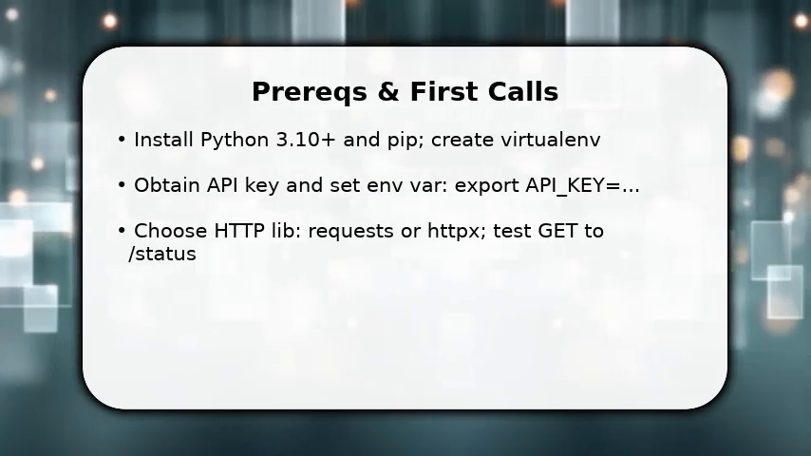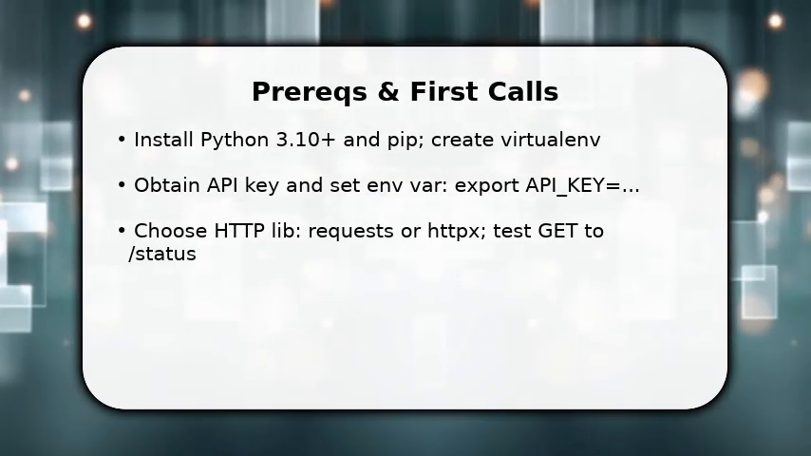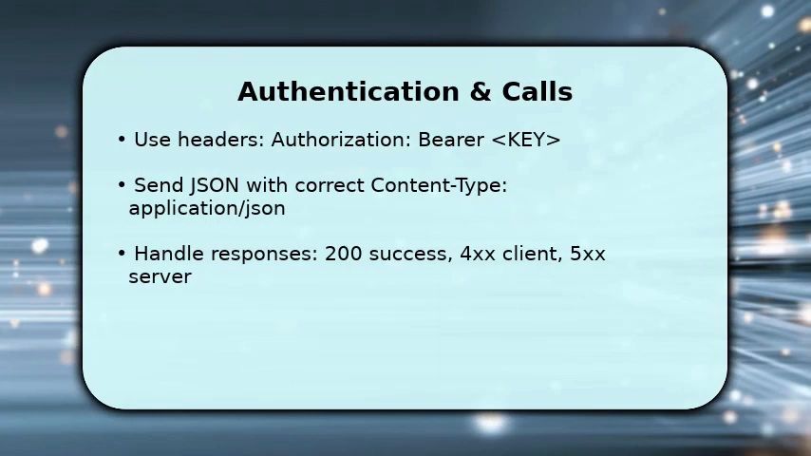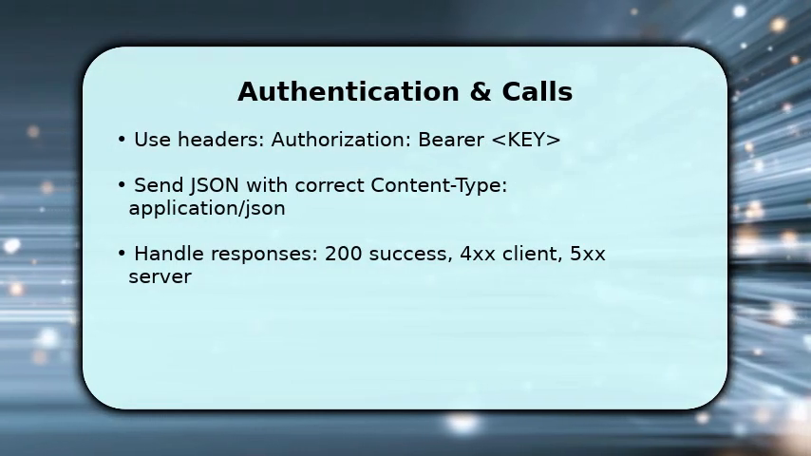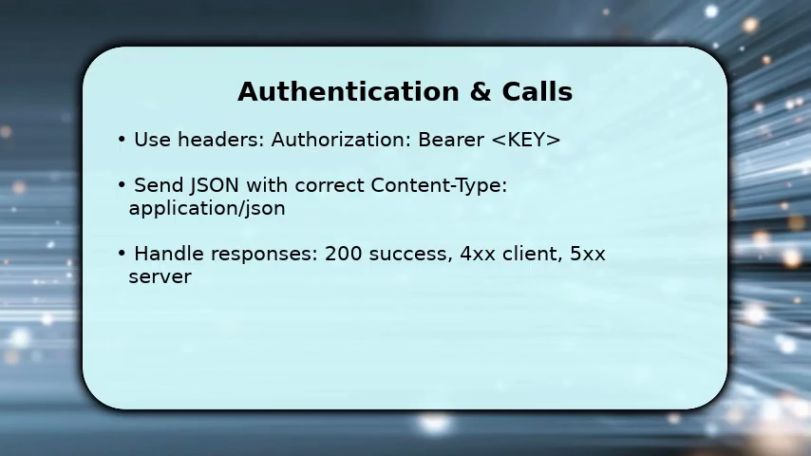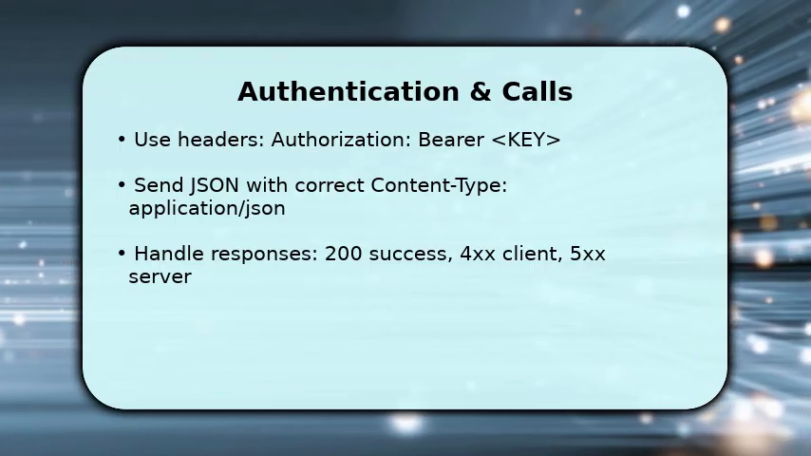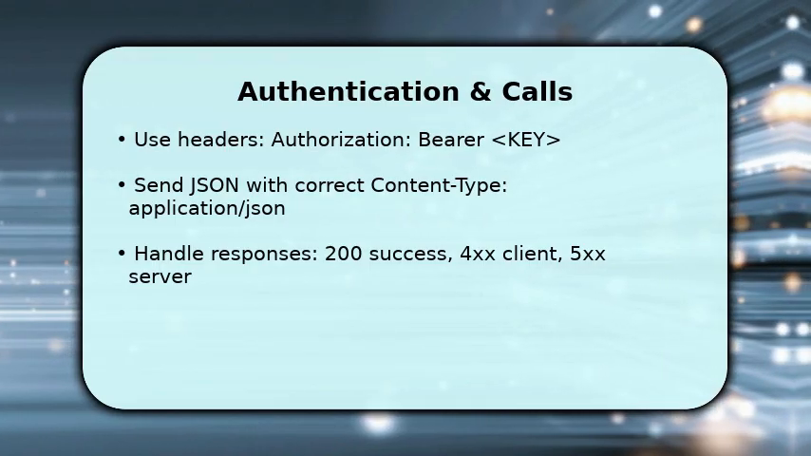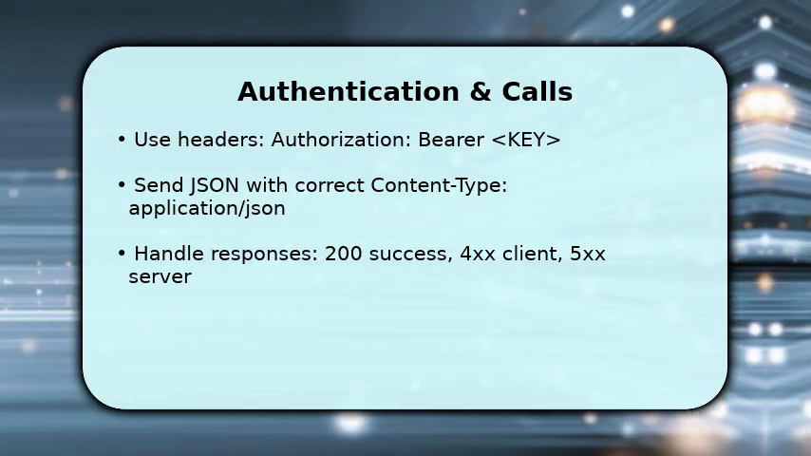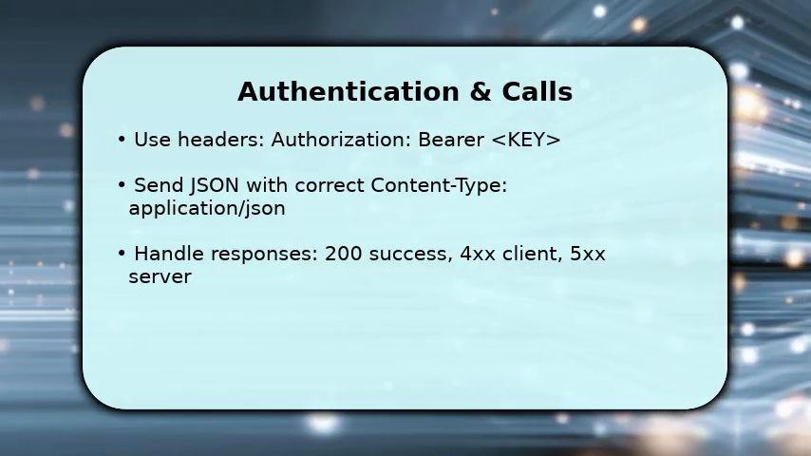Once your key validation passes, implement authenticated requests and payload handling. Build a function that attaches authorization, Bearer KEY, and content type, application/json headers, then serialize payloads with json.dumps or HTTPX's json param.